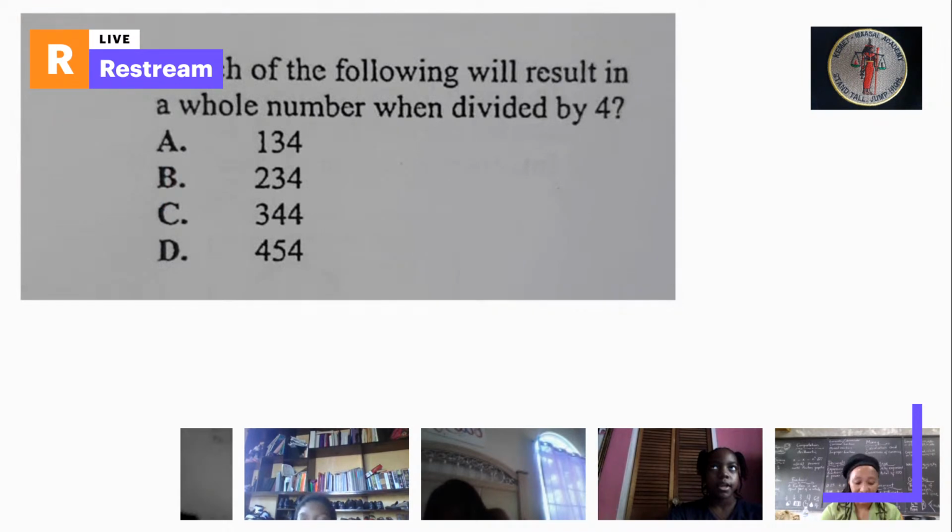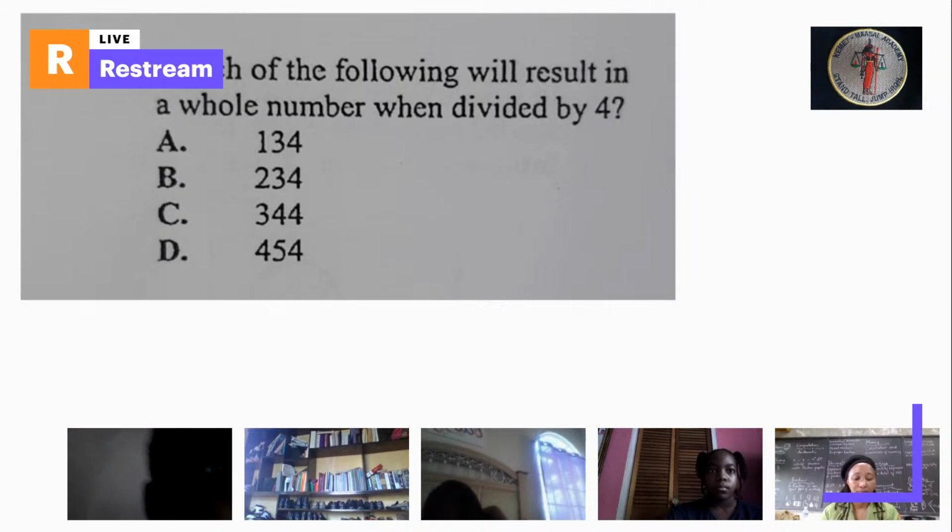All right, Jaden, number 10. Okay, Miss. Number 10. Which of the following will result in a whole number when divided by 4?